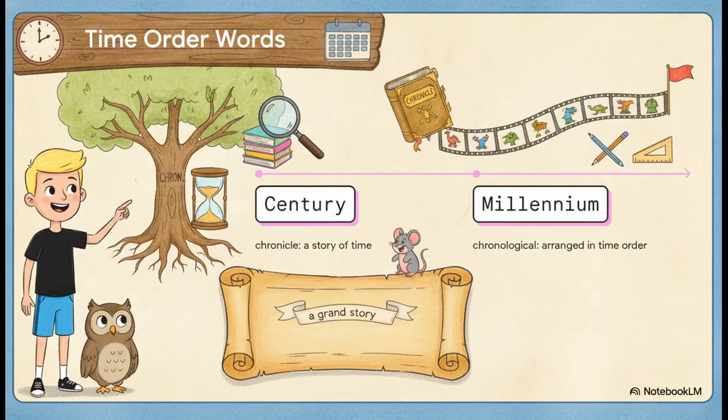Now, to keep chronology, chronicle, and chronological straight, try mapping them out. Use a literal timeline to remember how these words arrange events. Picture chronology as studying a decade, a chronicle as the sweeping story of a century like a dusty history book, and chronological as the strict rule arranging events over an entire millennium.